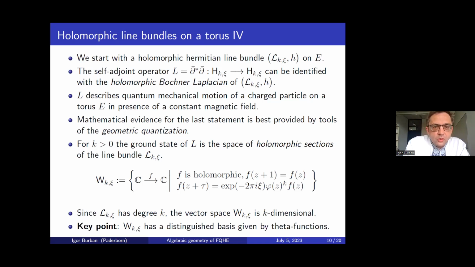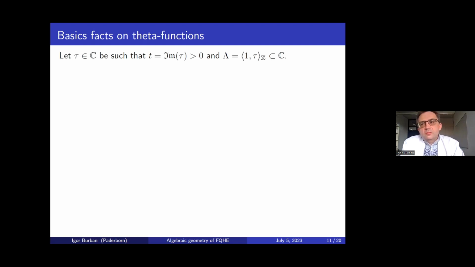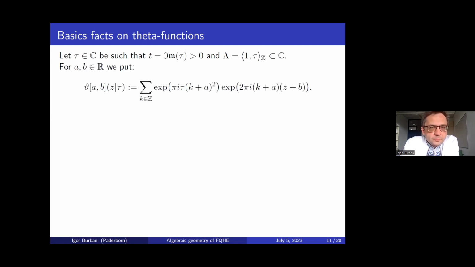All right, so what is this space? The key point is that this space also has a distinguished basis given by theta functions. Now let me recall this theory of theta functions. It's a very classical and very beautiful part of the classical function theory. So again, let me start with parameter tau with positive imaginary part, which defines a lattice in a plane. Now, in general, if we speak about theta functions, one has to speak about theta functions with characteristics. And these are two real numbers, A and B.